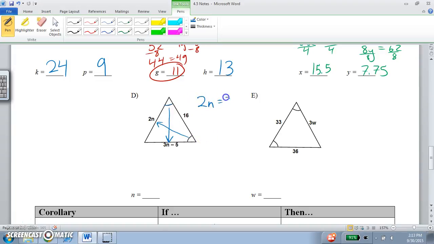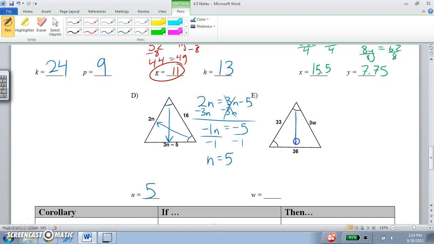So 2n has to equal 3n minus 5. To solve for n, we subtract 3n, get all the n's on one side. 2n minus 3n is negative 1n. Negative 5 is left on the side, so to solve for n, we divide by negative 1. Negative 5 divided by negative 1 is just positive 5.